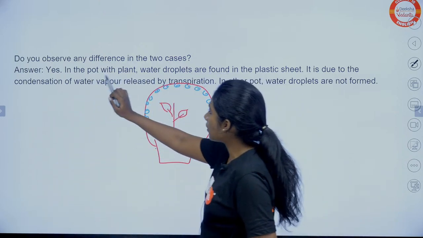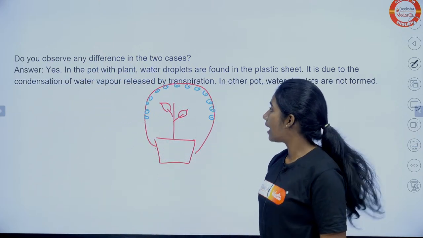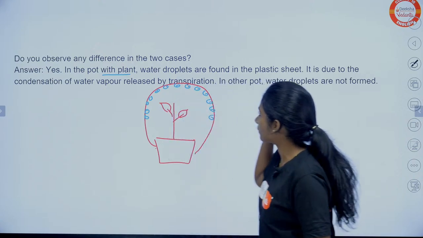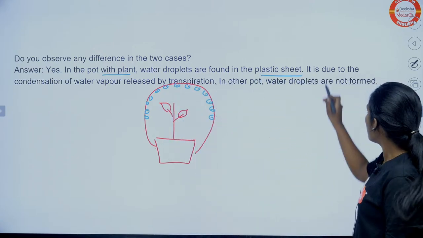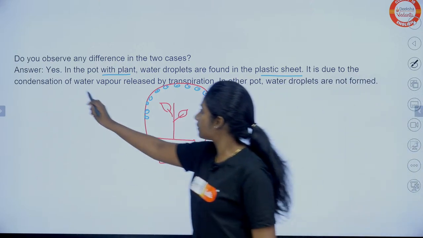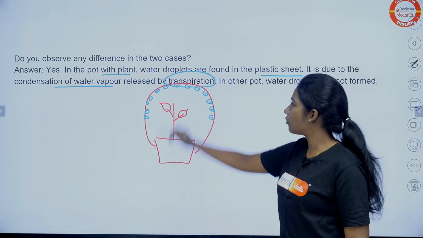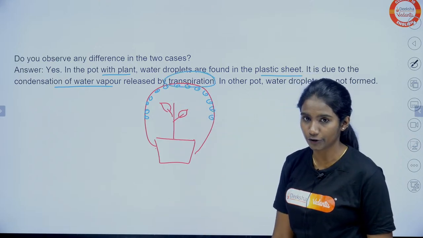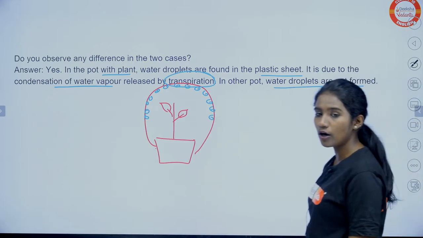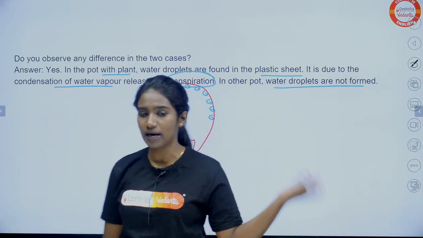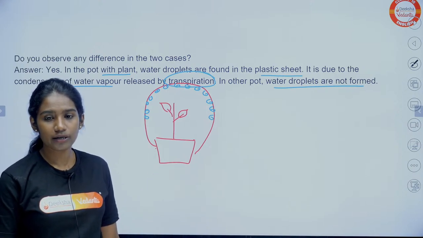Okay, so now the question is, do you observe any difference in both the cases? Yes, like I told you, in the pot with the plant, the water droplets are found on the plastic sheet. And why? It is because of the condensation of the water vapor that is released, how? Through a process that is called transpiration. In the other pot, the water droplets are not formed, because over there, there is no plant. That's the reason. Okay, students, clear with that?